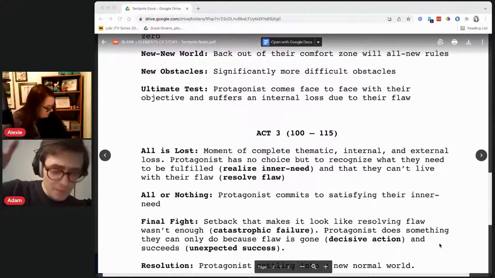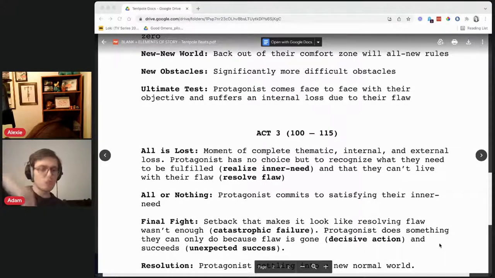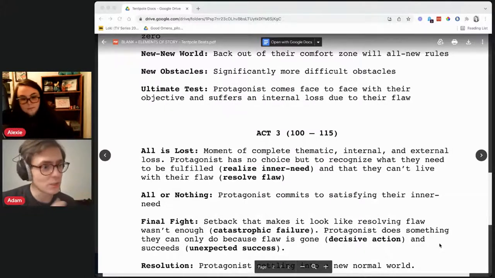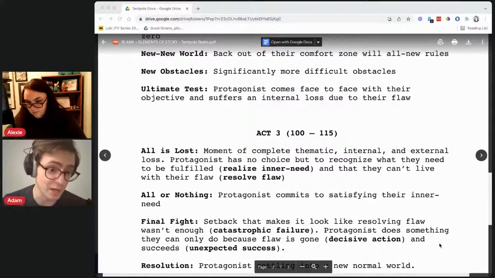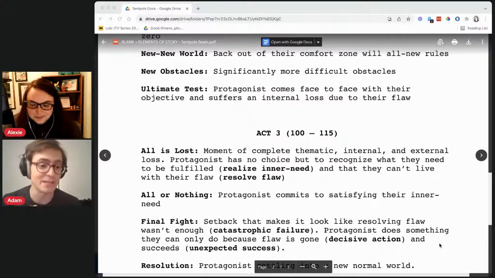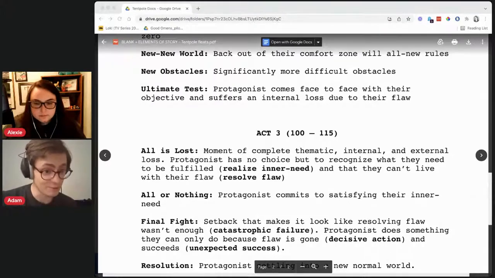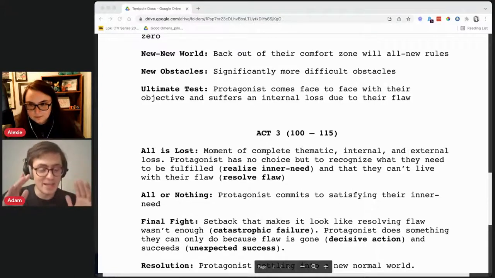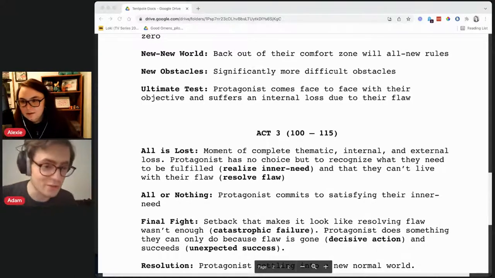No worries. But what happens after the trough of the all is lost moment is a recommitment. It's a recommitment, not necessarily to the old objective, although it can be. What's important is it's a recommitment to the truth that sets them free. So if they realize that, gosh, I really was an evil stockbroker and I need to spend time with my family, the all or nothing moment is where they start to prove they've embraced their inner need by making choices they would have never made in act one. So that's kind of the litmus test for, do you have a good flaw inner need transformation?